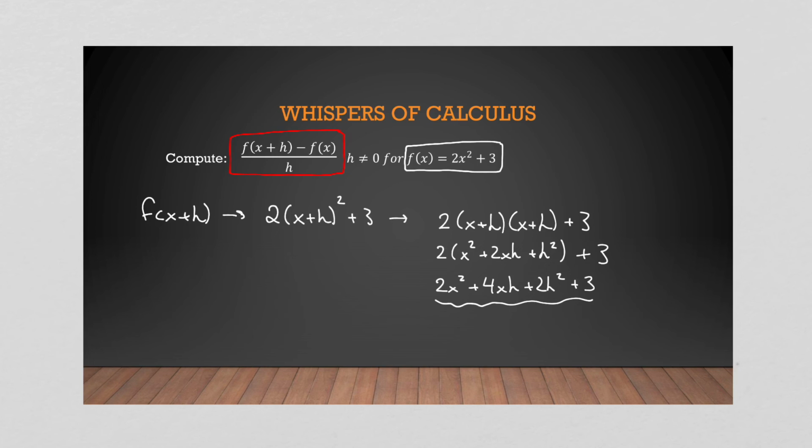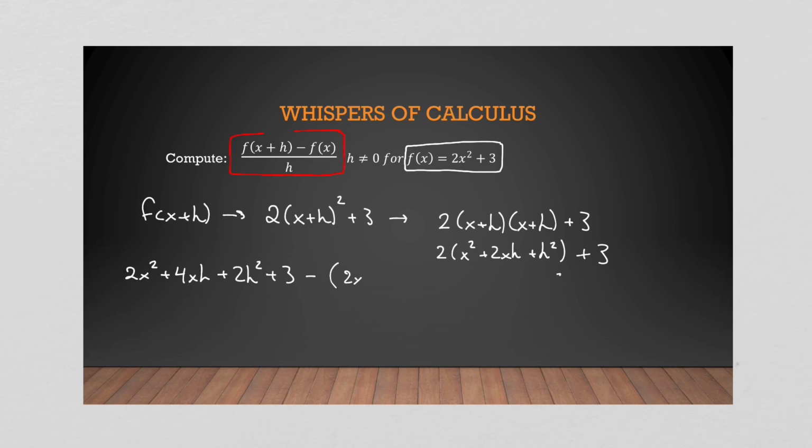And now we just throw it into our equation. F of x plus h, so 2x squared plus 4xh plus 2h squared plus 3. So that's f of x plus h, and I'm going to erase it because I just wrote it down. But now minus f of x, and brackets please, because we are subtracting, all over h. And now we subtract, subtract.